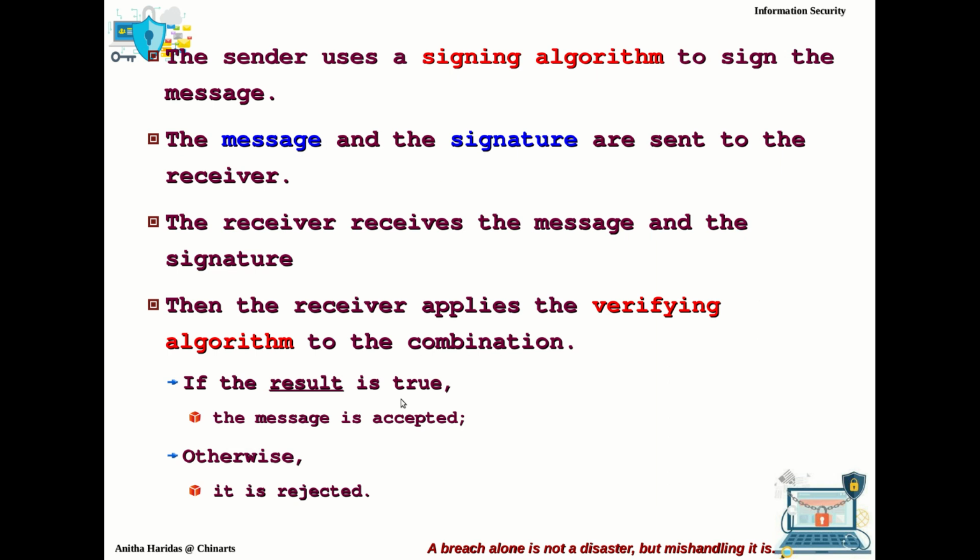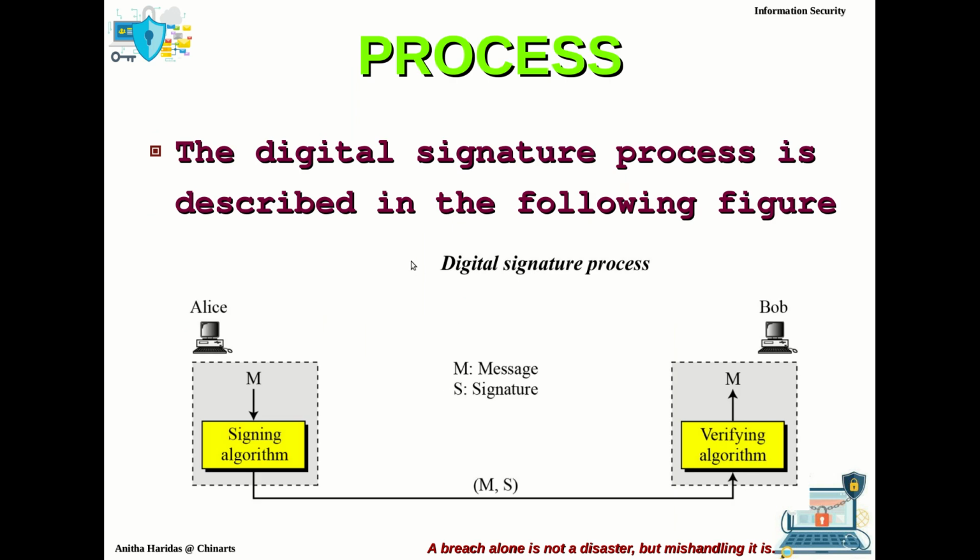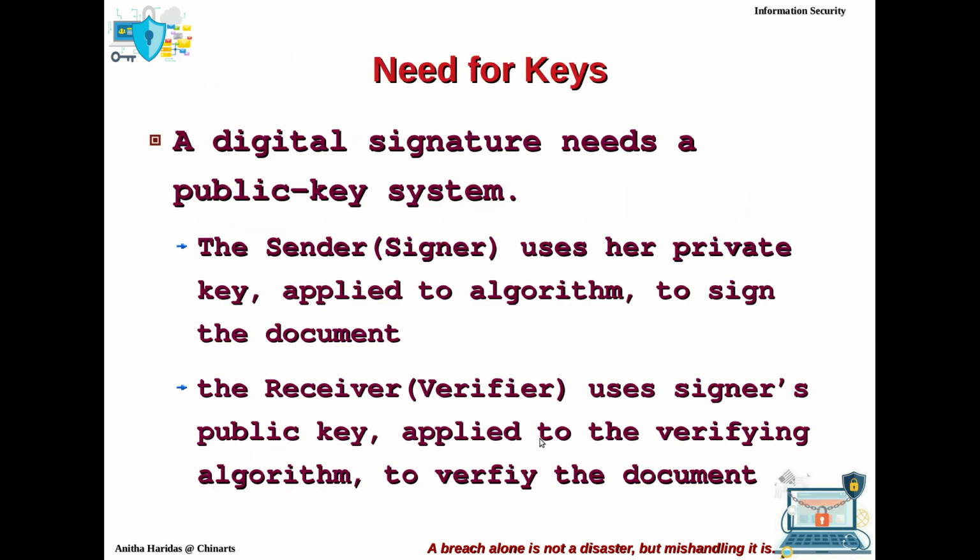If the result is true, the message will be accepted. After verification, if you get true as the result, then the message is accepted. Otherwise, the message will be rejected. This is the basic process of digital signature.